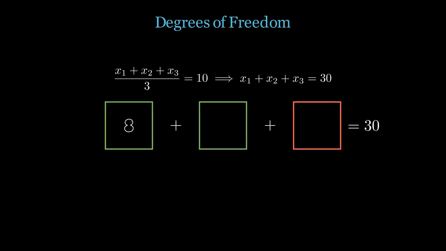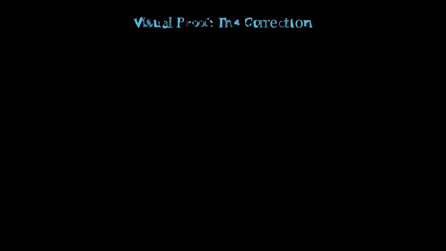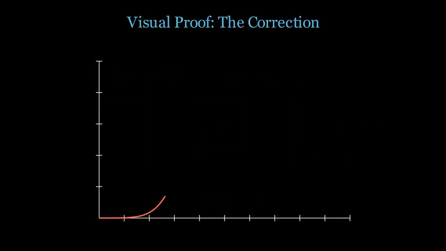This leads us to the concept of degrees of freedom. Imagine you have three numbers that must average to 10. You can pick any value for the first two, say 8 and 12, but the third number must be 10 to keep the average. In a sample of size n, only n-1 values are free to vary once the mean is fixed. We lose 1 degree of freedom because we use the sample data to estimate the mean first.